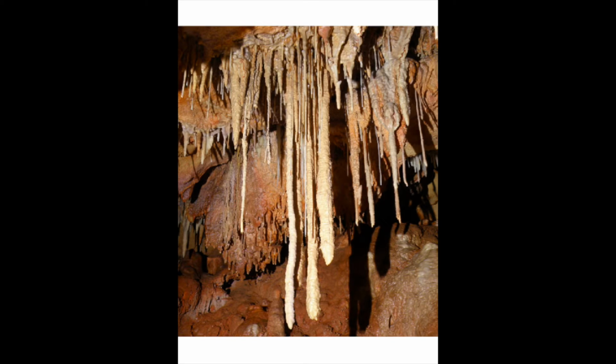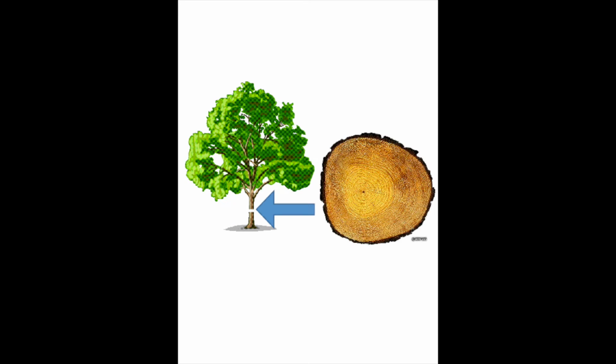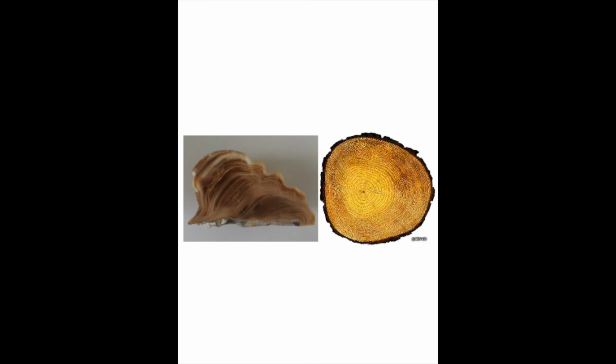Stalagmites can give us information about past climates, like tree rings. If you cut a tree in half, you will see the growth rings. The number of rings shows us how many years old the tree is, and the thickness of a ring shows how much it grew that year, and therefore how much rain fell. Similarly, if you cut a stalagmite lengthways, you will see that it also grows in layers. It is what's in these layers that gives us information about what the climate was like in the past.